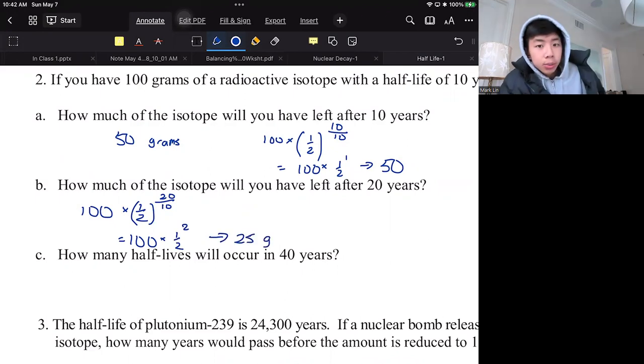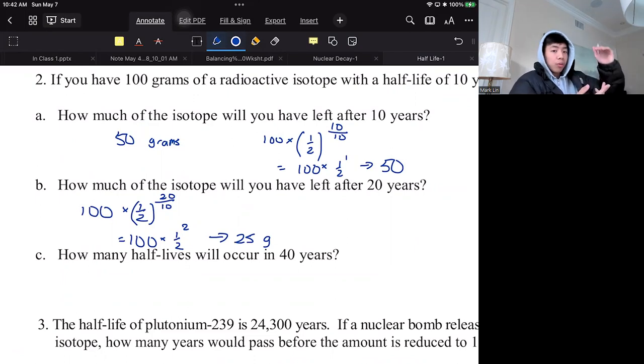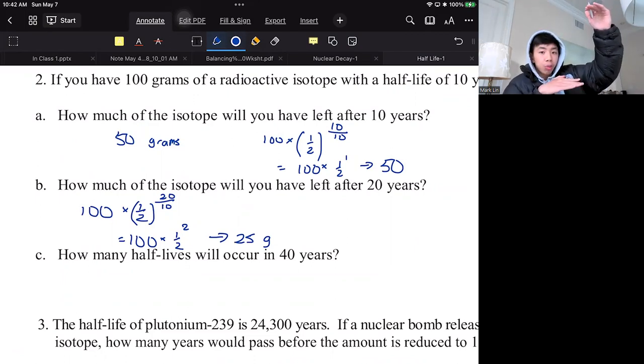You can conceptualize this as well. After one half-life in problem A, after 10 years, one full half-life is completed, you have 50 grams left. For B, 20 years is two half-lives, because that's 10, one half-life, and then 10 again, which is two half-lives. So you go from 100, after one half-life down to 50, and after two half-lives down to 25.